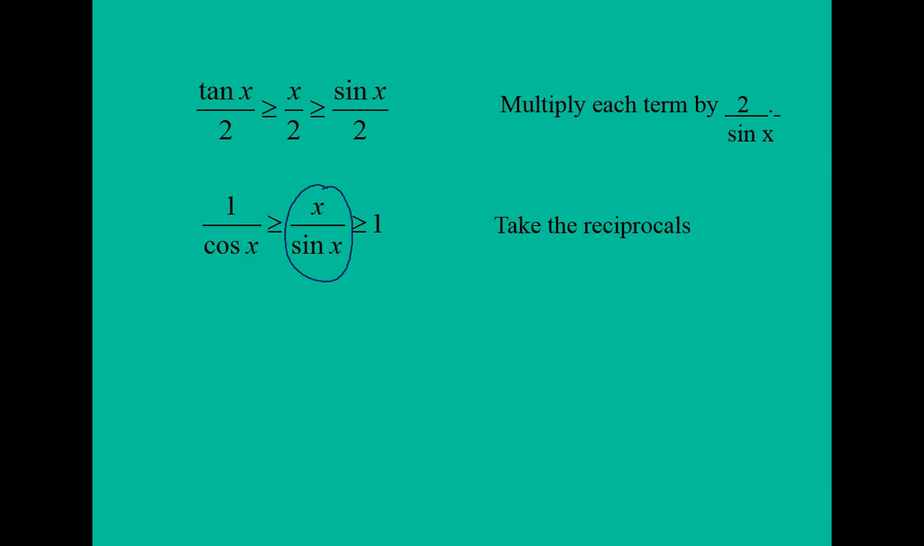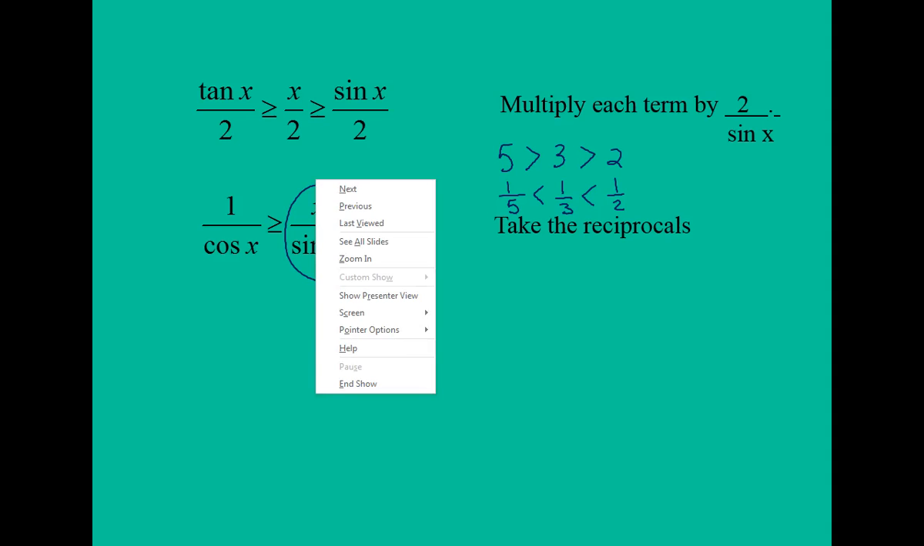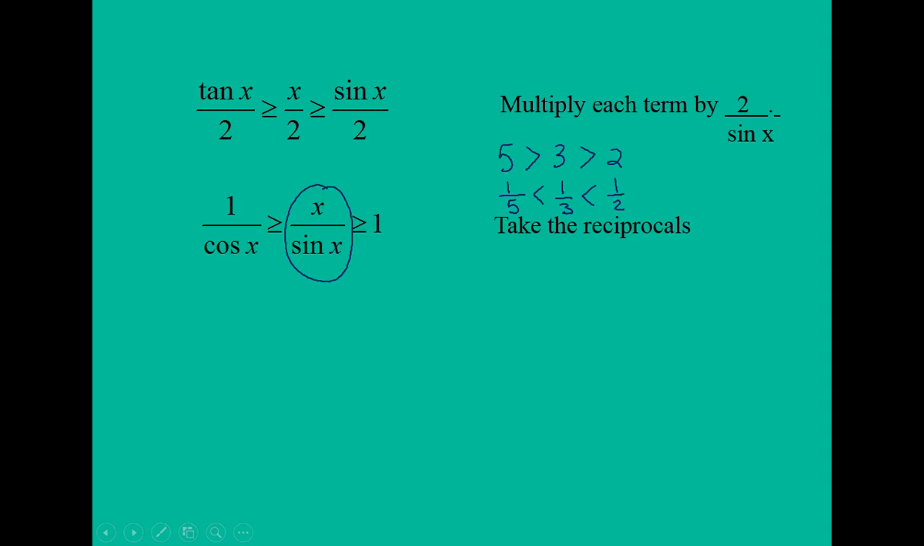Is this inequality true if I said 5 is greater than 3 is greater than 2? That's a true inequality. But what if I take the reciprocal of each one of these? I get 1/5, 1/3, and 1/2. Notice these inequalities would now have to be switched to keep this true. So when we take the reciprocal, we are going to have to reverse our inequality signs.